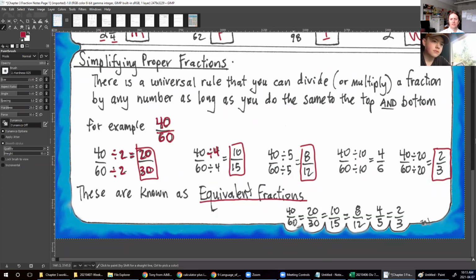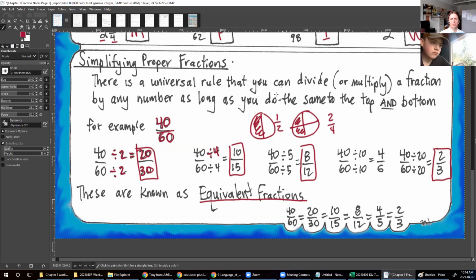Essentially, 40 over 60 is the same as 20 over 30, which is the same as 10 over 15, which is the same as 2/3. All of those are the same. Like half an apple is the same as 2/4 and 1/2 are the same. Same amount, it's just written in different formats.